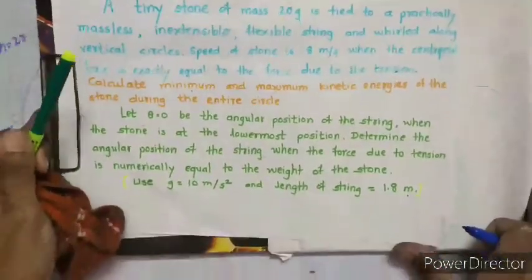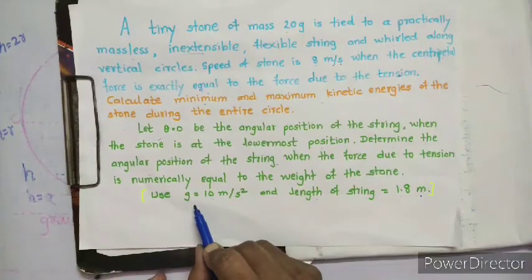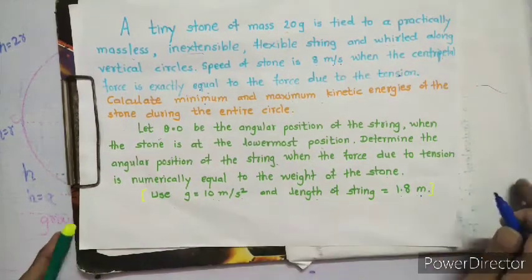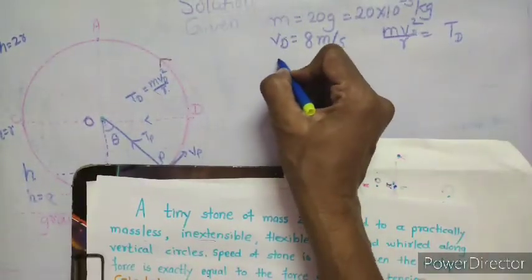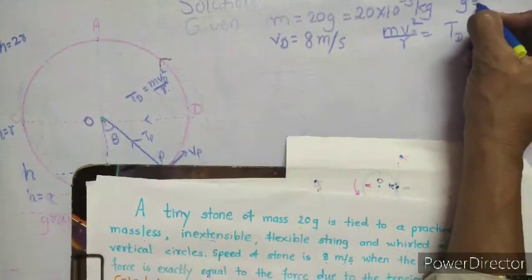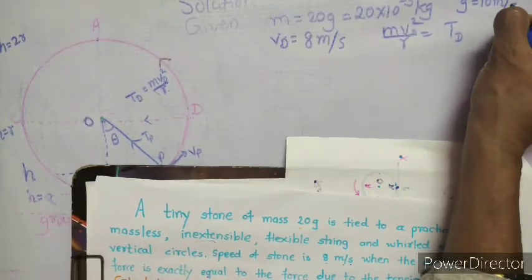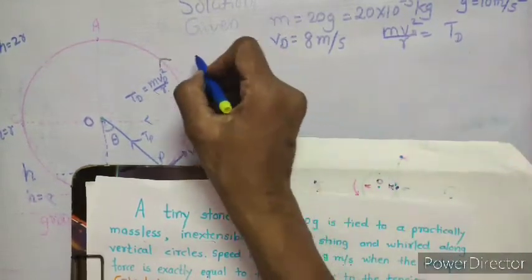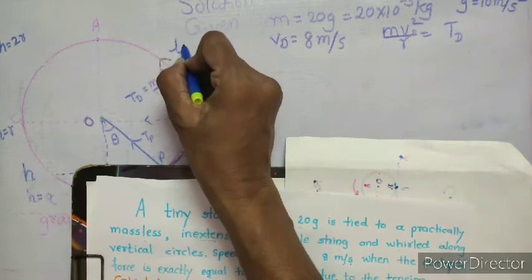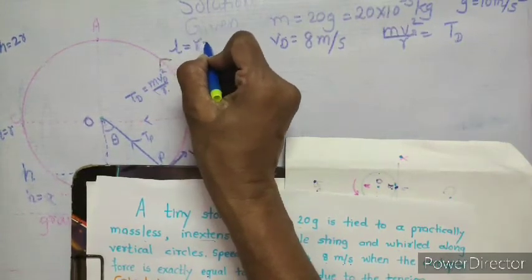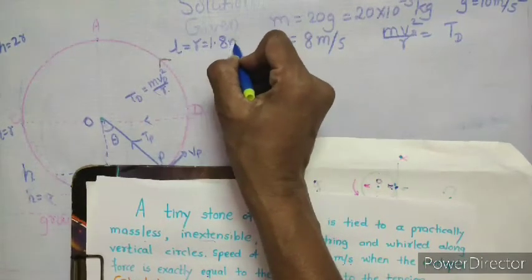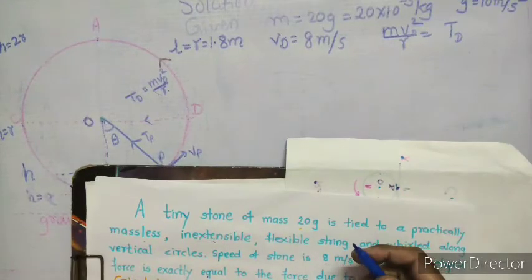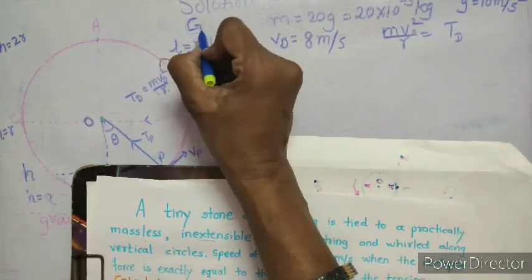Now again, in the last segment it is given that g is equal to 10 meter per second square, and the length of string L, which we take as R, is equal to 1.8 meter. So such values are given in the problem. Here these are the given values.